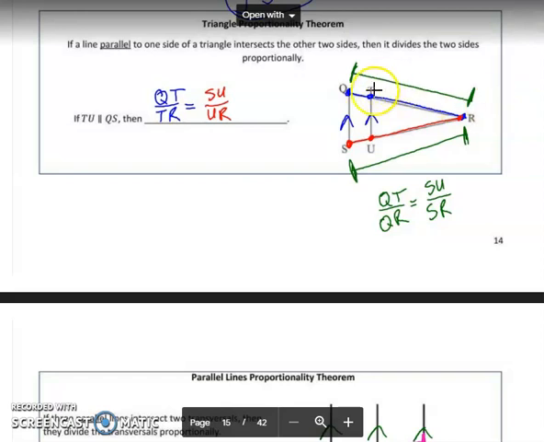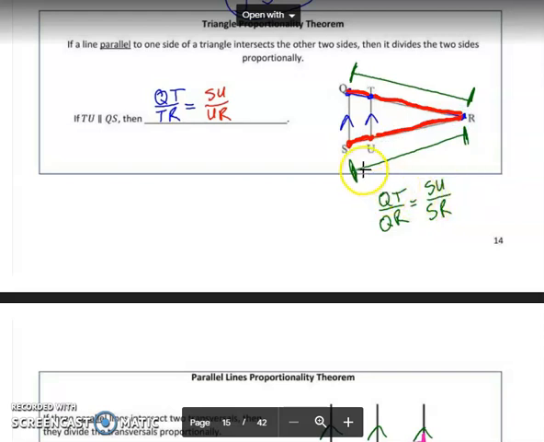So here's what we've got going. Here's your large triangle, and that's the large triangle, and then this is that line that's parallel. So it's really like you've got a smaller little triangle, and then you've got this larger one. Okay, so here's the idea then. It's saying QT divided by TR, that ratio, is going to be proportional to this other side. That's going to be then SU and UR.